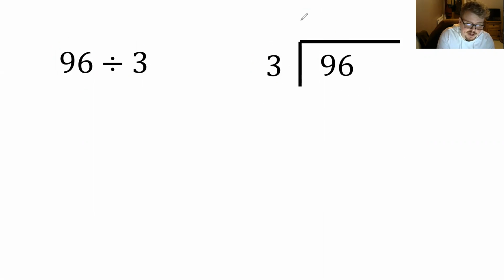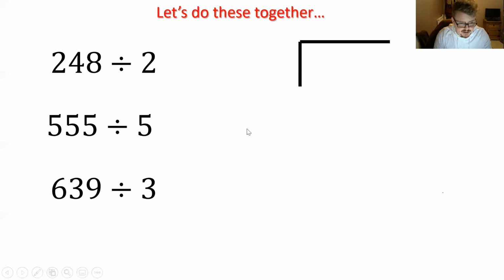So how many times does 3 go into 9? 3, 6, 9. It goes in 3 times. How many times does 3 go into 6? 3, 6. It goes in twice. Okay, so that is how we use the bus stop method to do division.